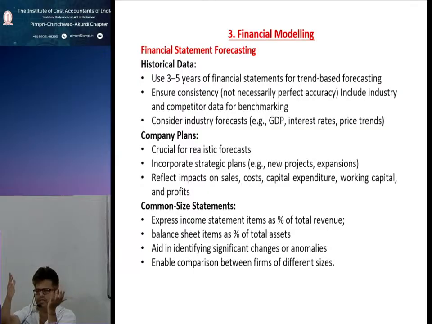So on both sides, in a way, holistic trend setting happens, and significant changes comparative-wise or within the line-wise relationships are established, and if at all any anomalies or skewed figures are coming up, then the creator of the model can relook at the model that is being set. So this enables comparison between firms of different sizes and for different periods also.